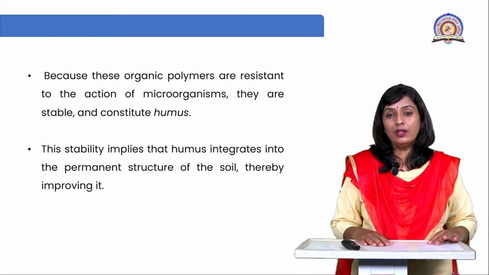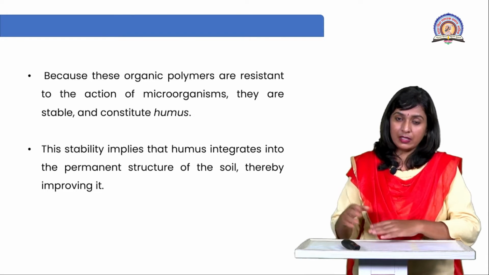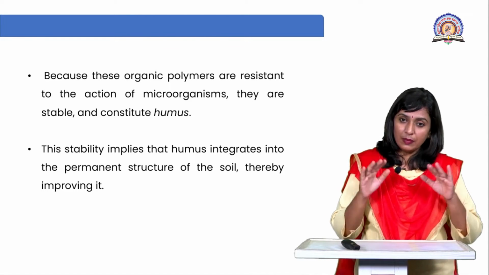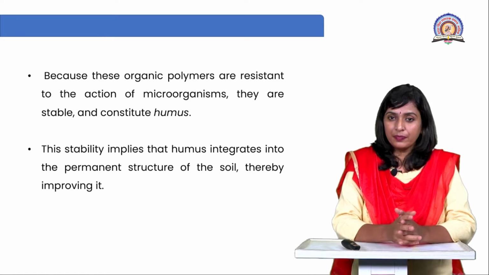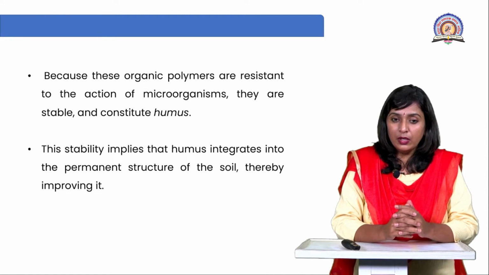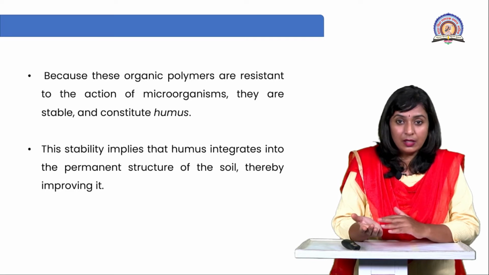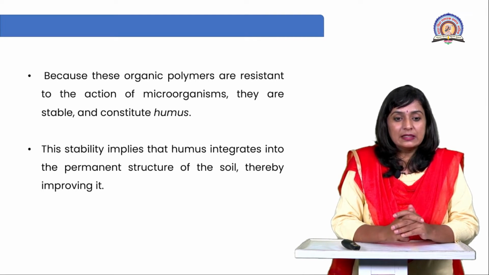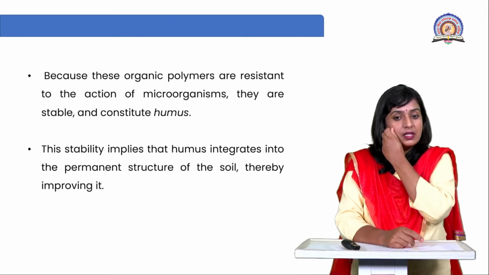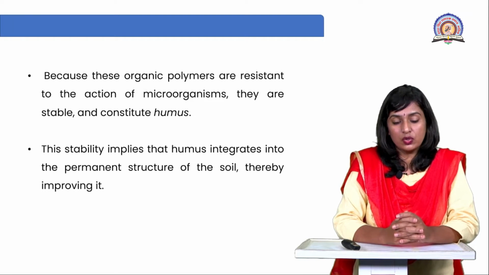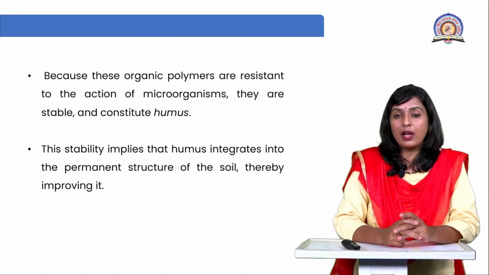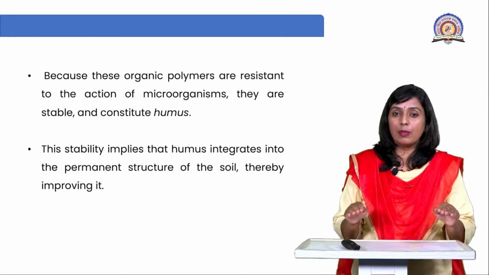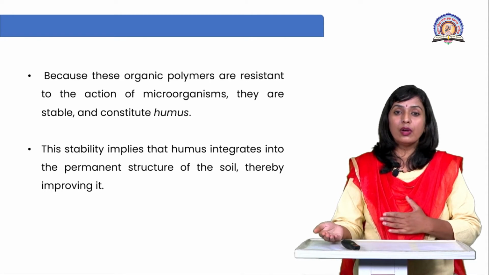Stable humus means the humus, once it is formed, is not converted into another product. It will remain in the form of humus. It is not going to form another byproduct. Okay, so it is stable, right? So this stability implies that humus integrates into a permanent structure of the soil, thereby improving the quality of the soil. Right? As the humus is stable, it is not going to get converted into another component.